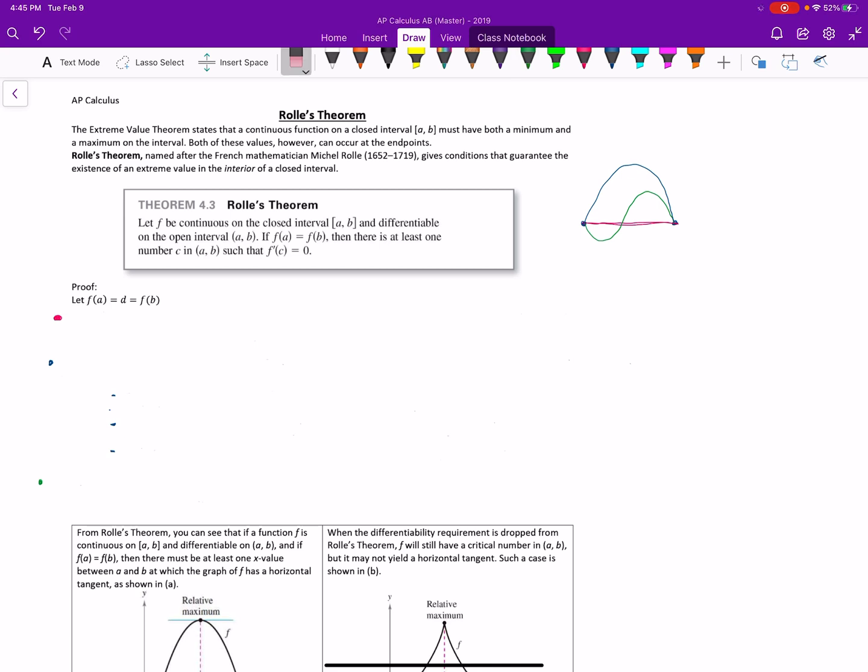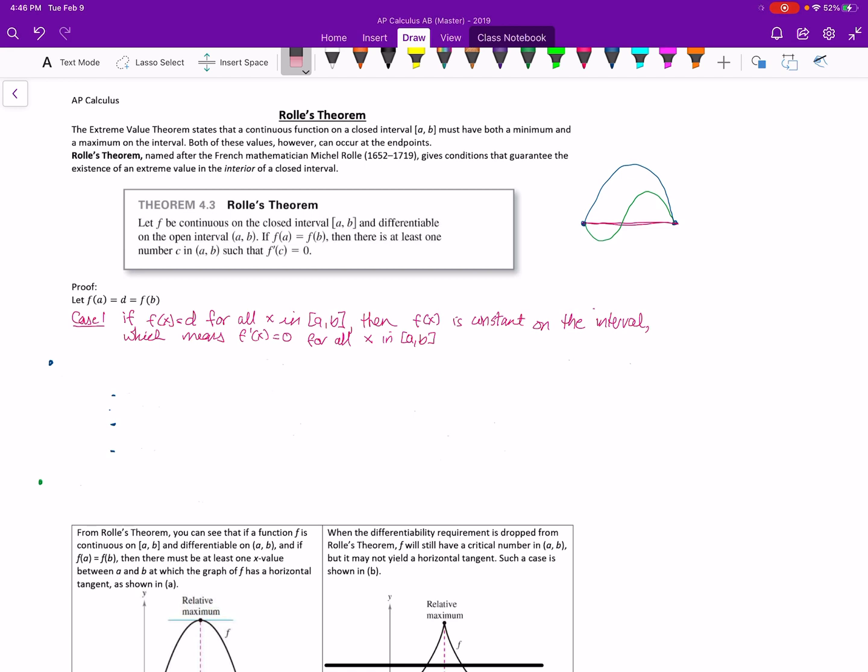Case number 1 is here. So I'm letting f of a equal some constant d, which is equal to f of b. So those are the y values at the endpoints. If the whole function is equal to that constant, so in other words, it's a constant function. That was the first one I drew, the red line there. For all x in a to b, then f of x is constant on that interval, which means f prime of x is equal to 0 for all the x's. So Rolle's theorem holds true in case number 1.